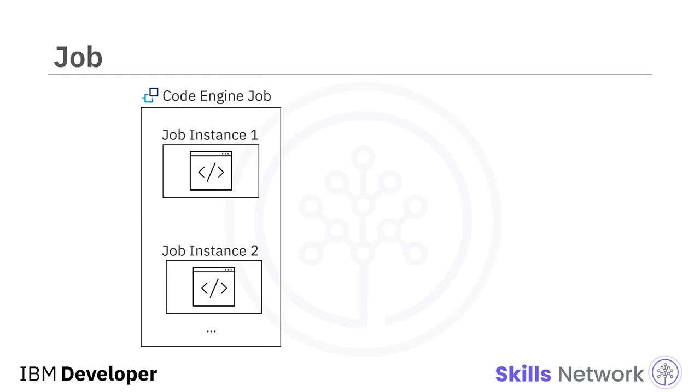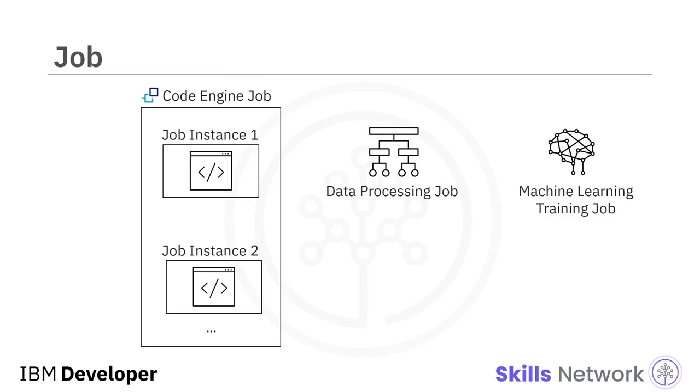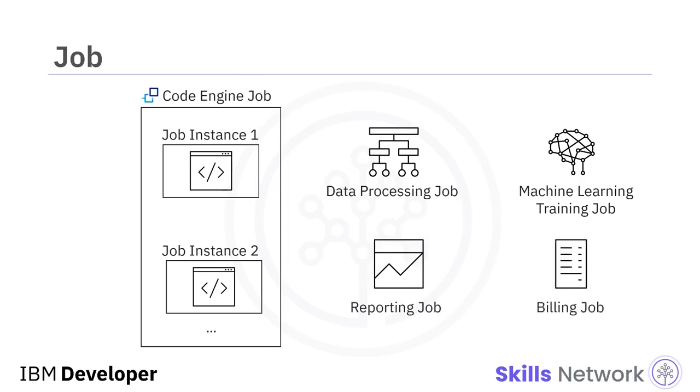So before you run a job in Code Engine, you can specify workload configurations that are used each time the job runs. Some typical jobs are data processing jobs to query and transform data in batches, machine learning model training jobs, reporting jobs to generate reports based on a preset schedule, and billing jobs to create and send bills.